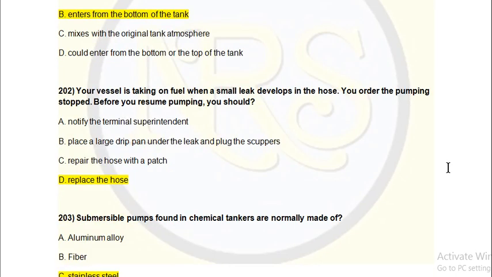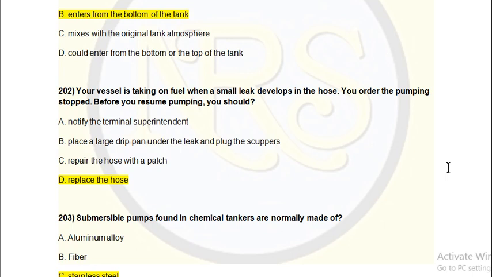Question number 202. Your vessel is taking on fuel. When a small leak develops in the hose, you order the pumping stopped. Before you resume pumping, you should... That means when you are taking cargo, you found that there is a leak. Maybe it is a bunker operation, because it is the same for fuel. You find a leak, so you stop the bunkering operation immediately. And before starting the process again, what action do you have to take?